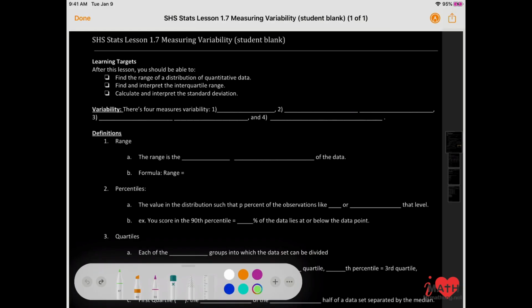Hey math lovers, let's go over stats 1.7, measuring variability, how data varies. Learning targets: after this lesson, you should be able to, number 1, find the range of a distribution of quantitative data. Number 2, find and interpret the interquartile range. And 3, calculate and interpret the standard deviation.